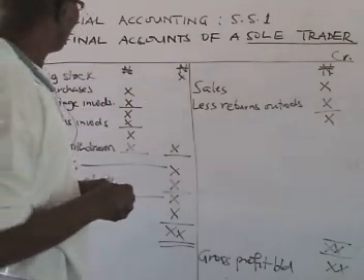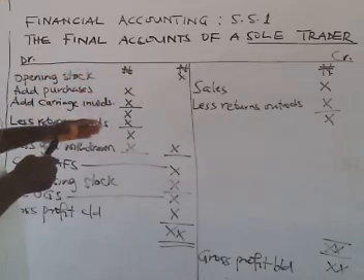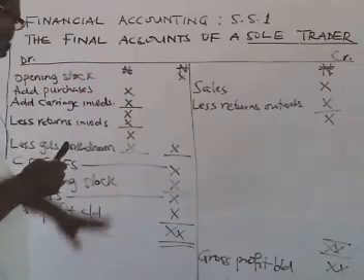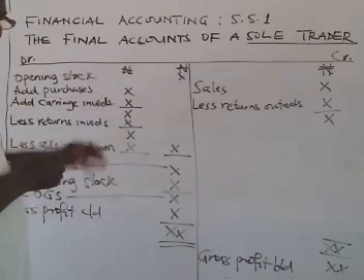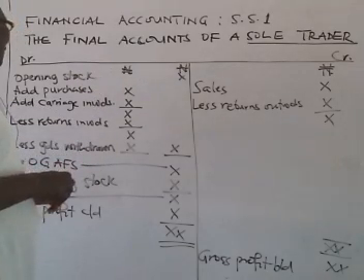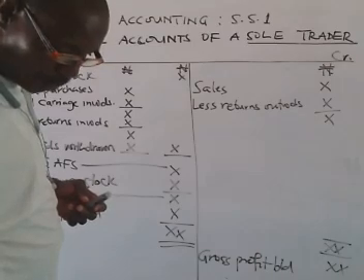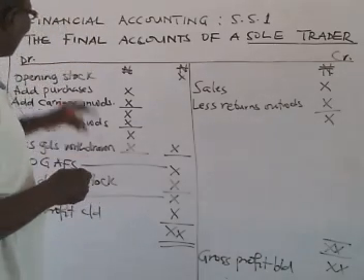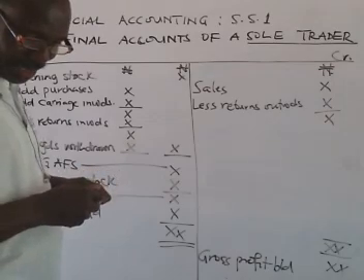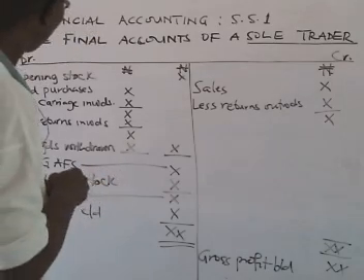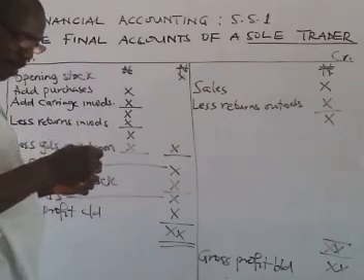The format says, on the debit side, we have the opening stock, purchases, carriage inwards, returns inwards, and so on. But I will now take time to explain each of the terms here under the trading account. We have the opening stock here. What is meant by opening stock? Opening stock here is the stock of goods available for sale at the beginning of the trading year. What he or she has at the beginning of the year is meant by opening stock.